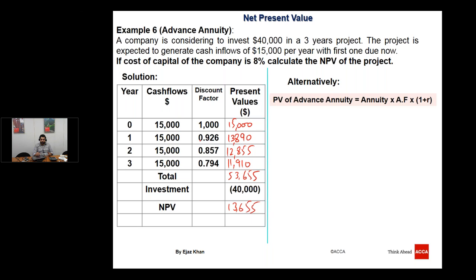It makes no difference in the tabular approach. We have calculated the present value in the same way as we did it for the previous question. But when it comes to using the annuity factor, there will be a bit of difference between what we did in the last question and what we are going to do in this question. First of all, we'll take the annuity, that is $15,000, and we will multiply it with the annuity factor. It's not a 3-year project, it's a 4-year project. Okay, it's a 4-year project. So we'll find out the annuity factor for 4 years.